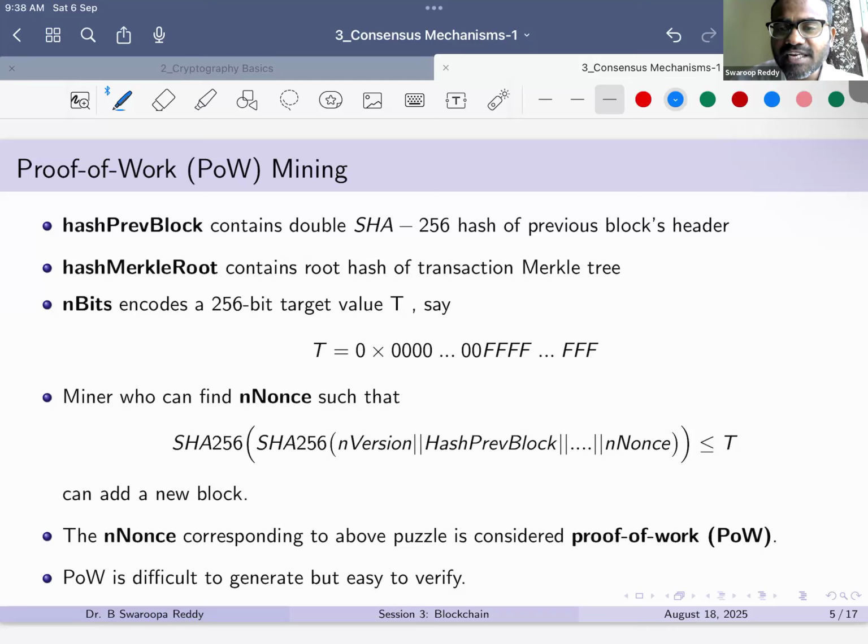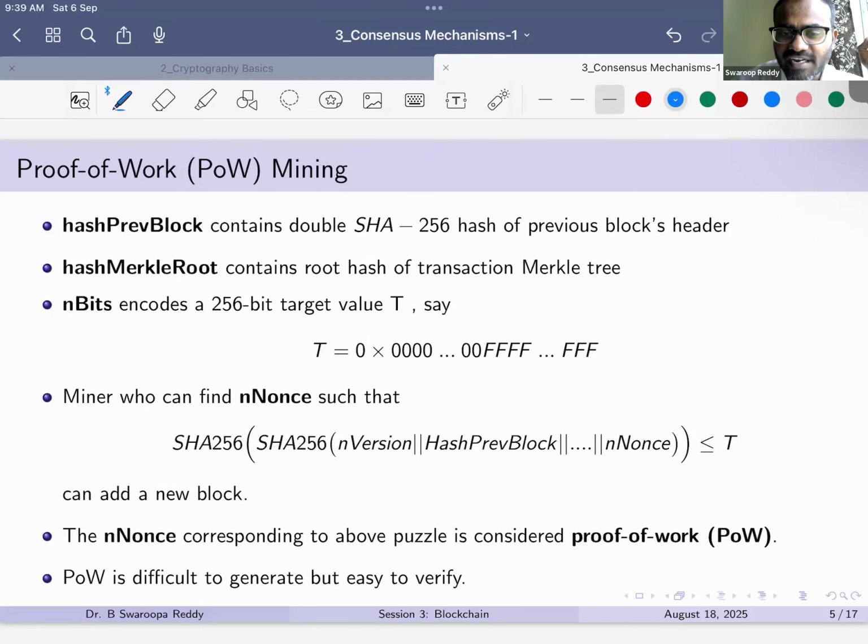For computing this value, one needs to check each and every value of the nonce. I will start from nonce equal to 1, 2, 3, 4, 5, up to 4 bytes. 4 bytes means 32 bits, and 32 bits means I need to solve for 2 to the 32 minus 1 values, from 1 to 2 to the 32 minus 1. In between, I can get this condition satisfied at any point. Once I get a nonce value that satisfies this condition, only then can I produce a new block. Otherwise it will not be accepted by all other members.